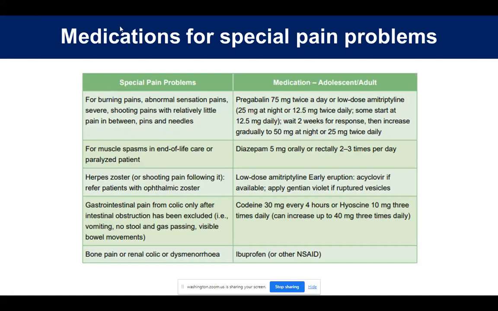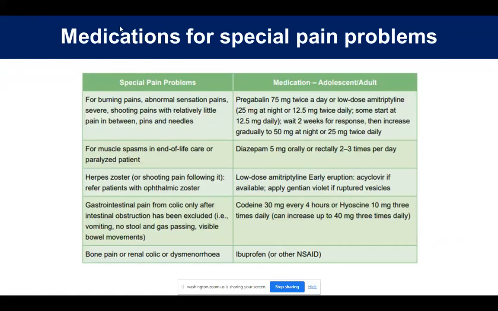For the herpes zoster patient, we give low dose amitriptyline along with the acyclovir, and on the vesicles we can tell the patient to apply gentian violet, or on the healed vesicles we can always say apply calamine lotion as a soothing effect.